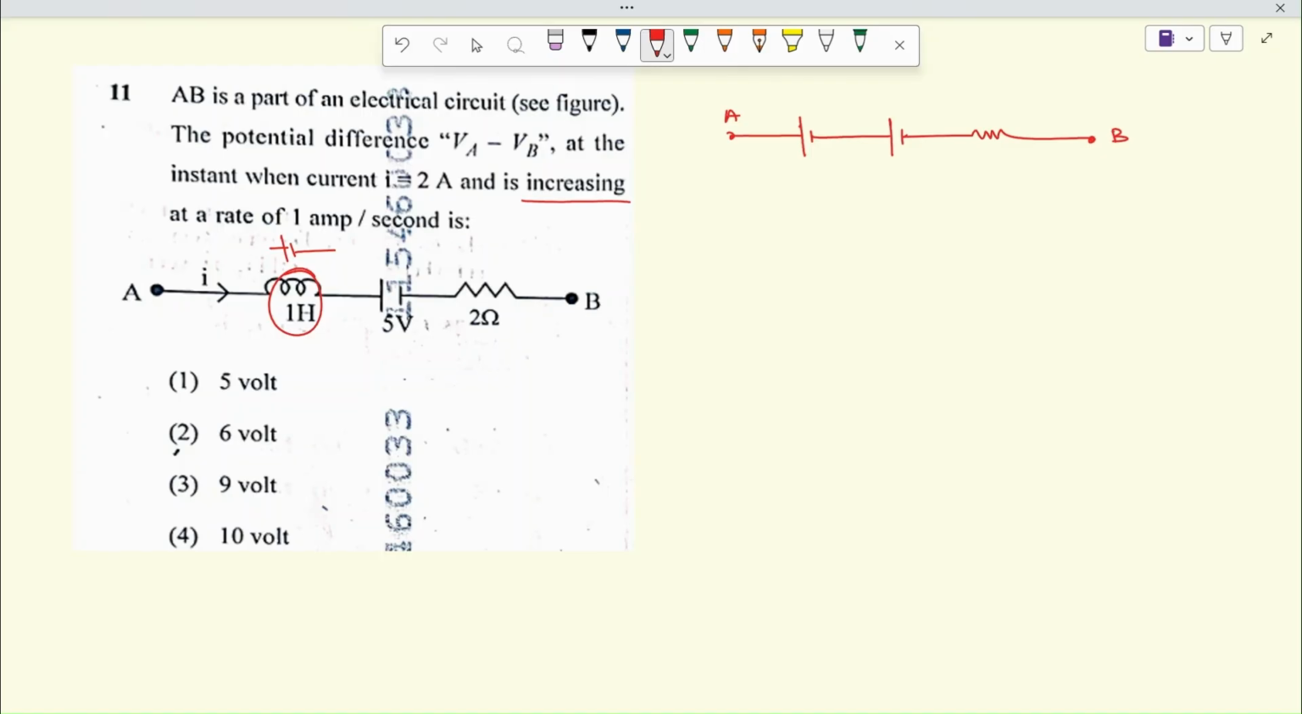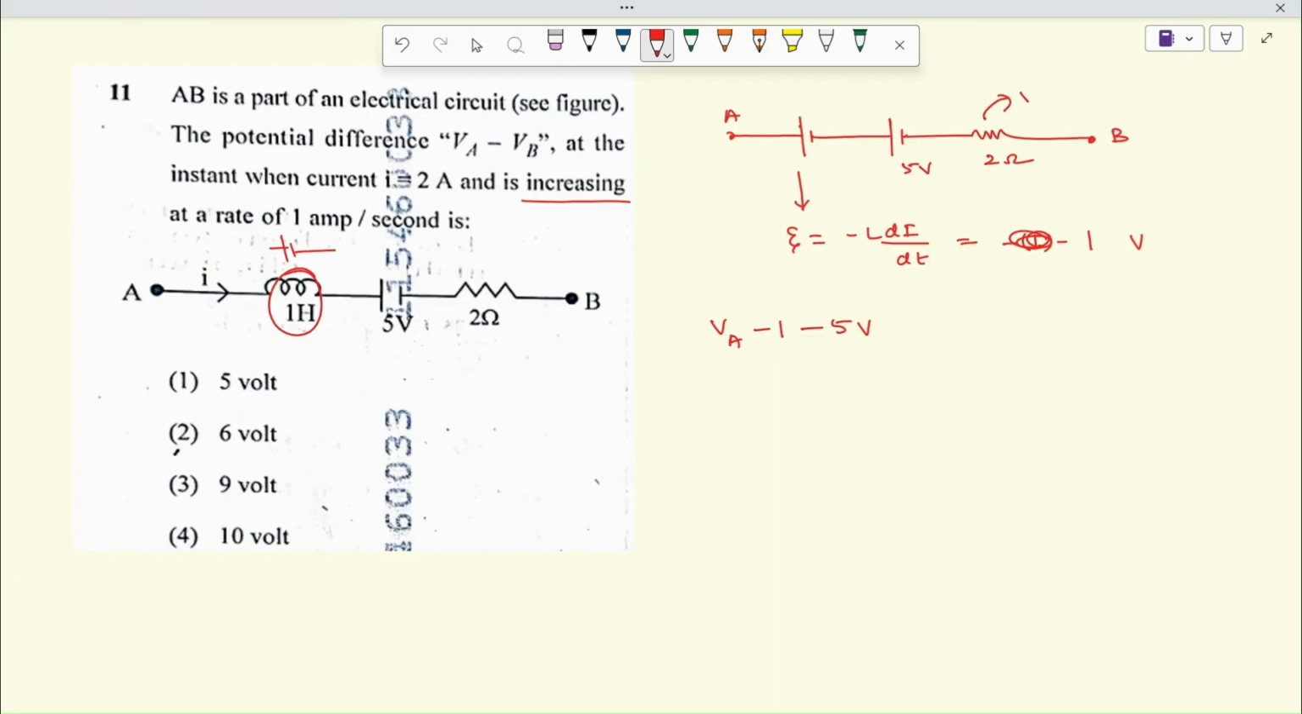And how much is the induced EMF due to this opposite cell, that induced cell? EMF is equal to L di by dt, negative of course. So minus L is 1, di by dt also 1 ampere per second. So entirely that becomes minus 1 volt. So VA minus 1 volt minus that battery 5 volt, that opposite cell connected, and the 2 ohm resistor.